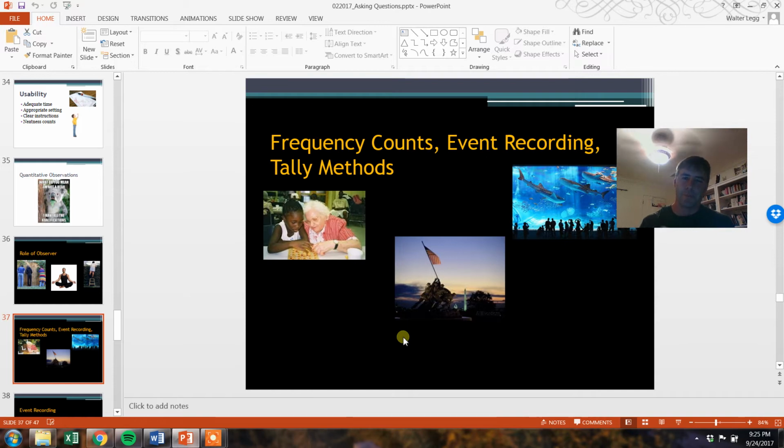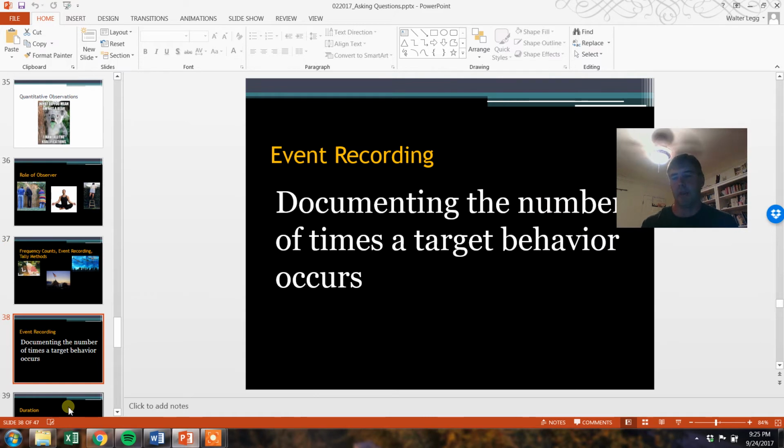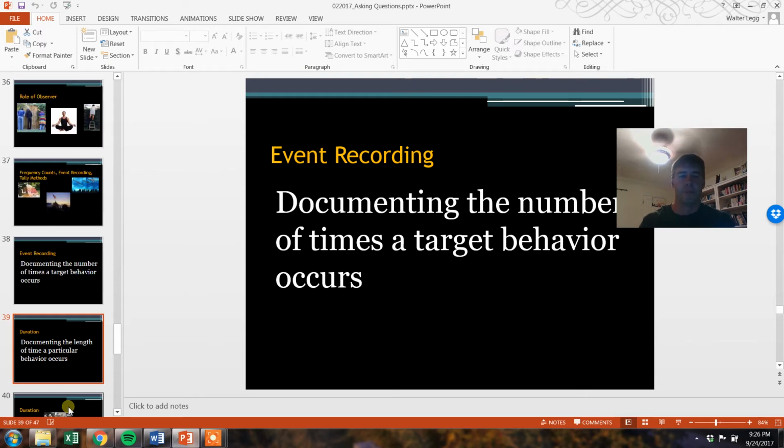So how many times I count a participant smiling, how many times I count a participant sitting down, how many times I count a participant going through the activity line. So you're just looking for behavior and you're counting how many times it happens. Fairly straightforward. Okay. So documenting the number of times the target behavior occurs. That's what I just told you. Event recording, frequency count. Frequency count I think we use more often.